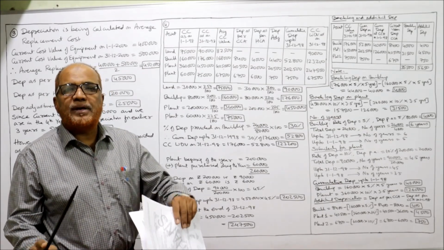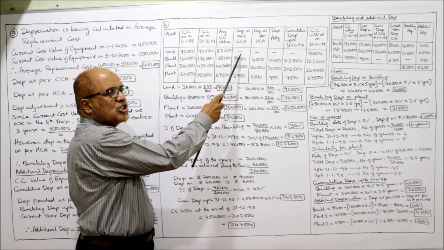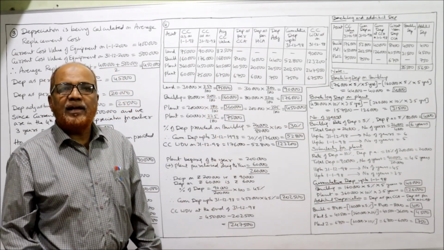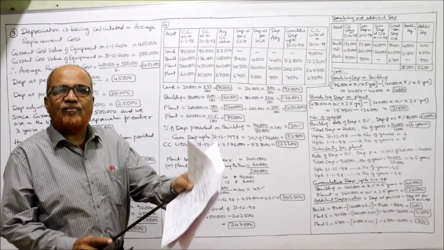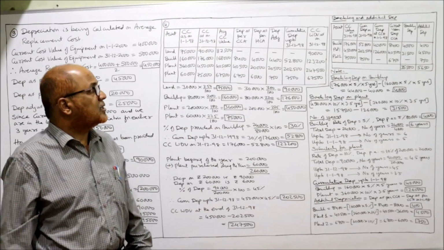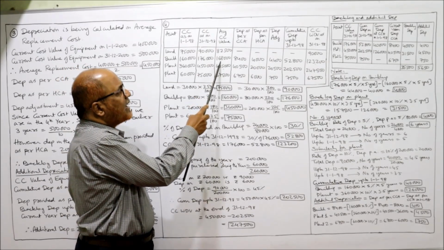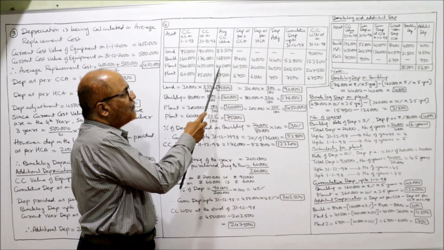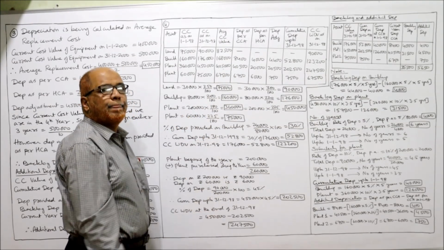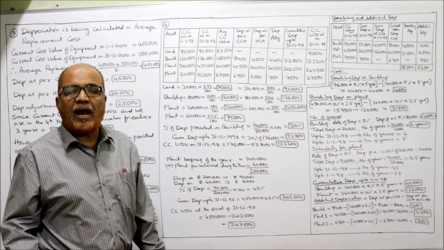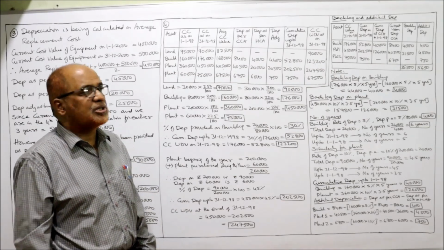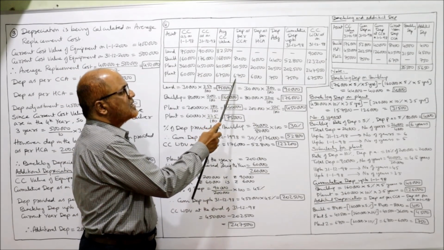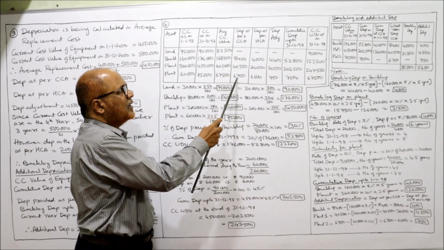First of all, no depreciation on land, so put a dash. Now on this building we have to provide depreciation. What is the rate of depreciation? 5% is given on building. The average current cost is 1,68,000, so 1,68,000 into 5% is 8,400. On plant the depreciation rate is 10%. So 10% of 4,05,000 is 40,500, and 10% of 67,500 is 6,750. So we got depreciation as per CCA.